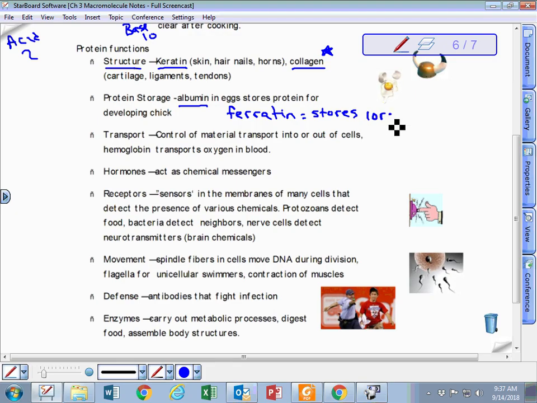Iron. Oops. If you remember, Fe is the chemical symbol for iron. So you've got ferritin that stores iron. Transport. Hemoglobin carries oxygen around your body.